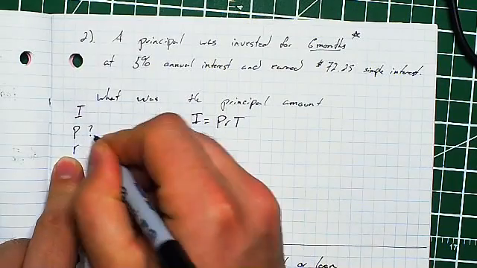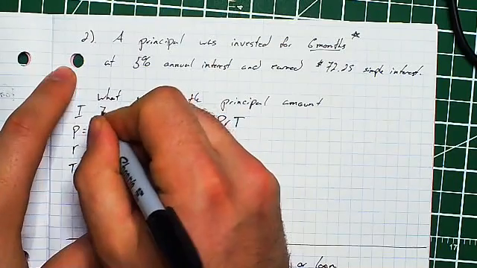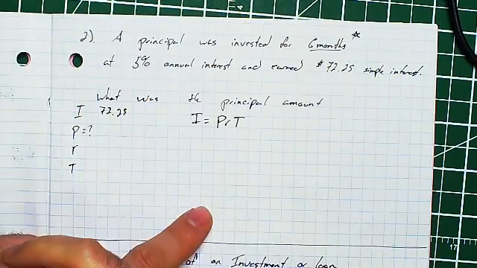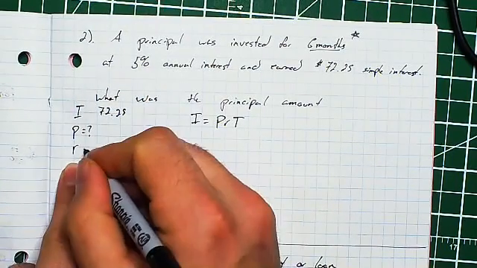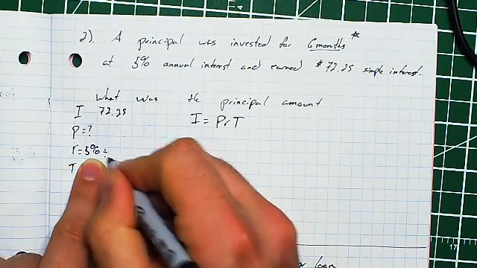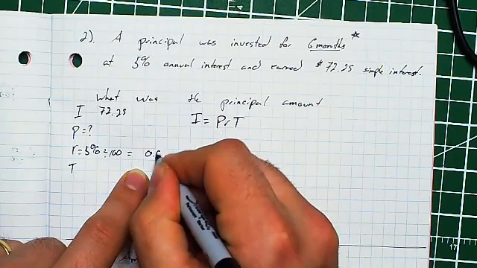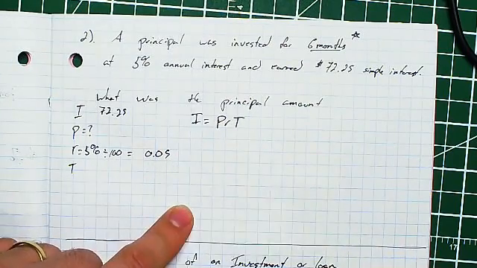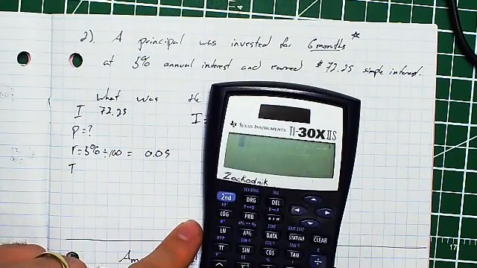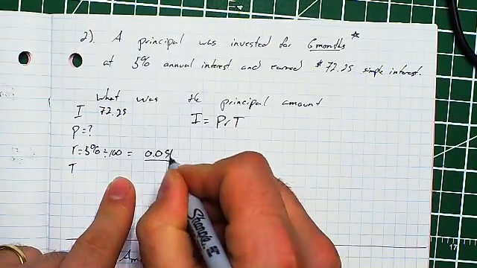A couple things here. We don't know the principal amount. In fact, that's what we're trying to find. We know how much we made in interest because it's saying it was $72.25. The rate was 5%. Again, we want to turn this into a decimal, so we're going to divide it by 100, which means the actual rate was 0.05. And if you can't figure that out, you go 5 divided by 100 to get your answer.